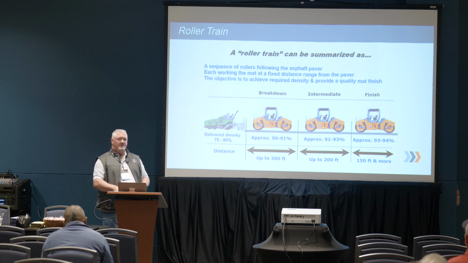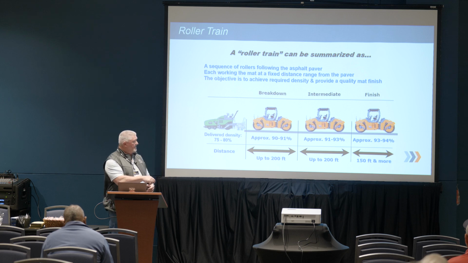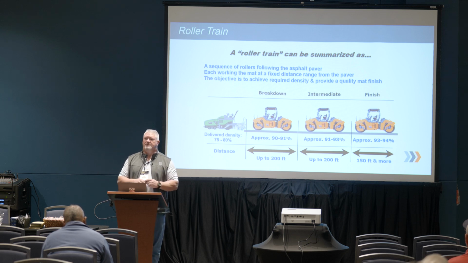I can maybe use my secondary roller with vibration. And then it's going to gain maybe 1, 2%. Finish roller, maybe 0.5% to 1%, run either in static or in oscillation mode.